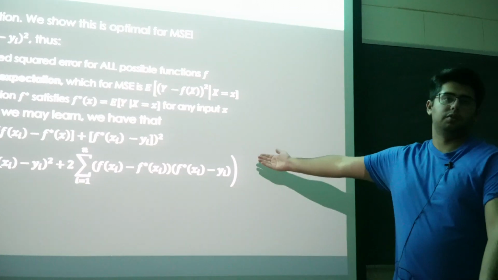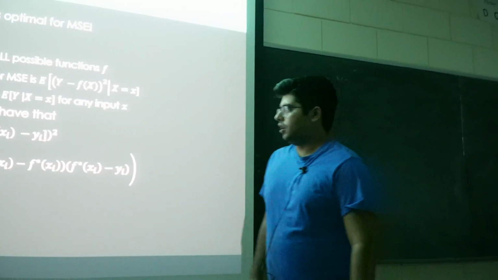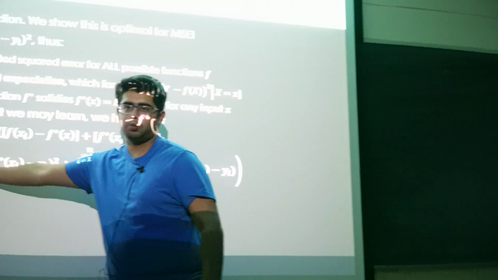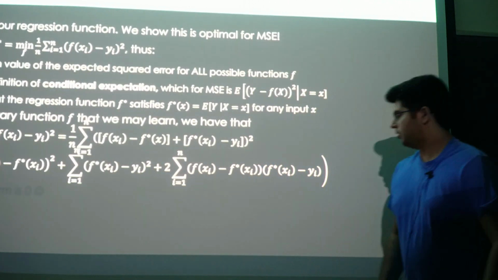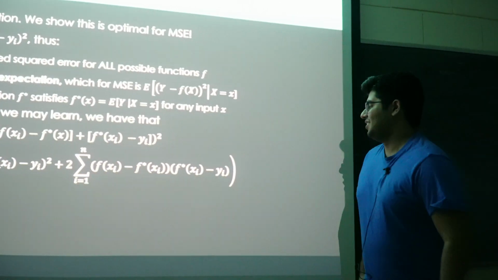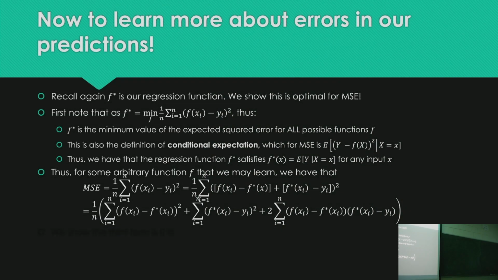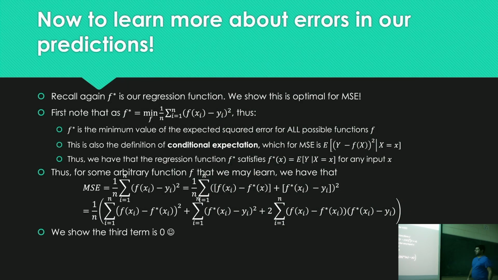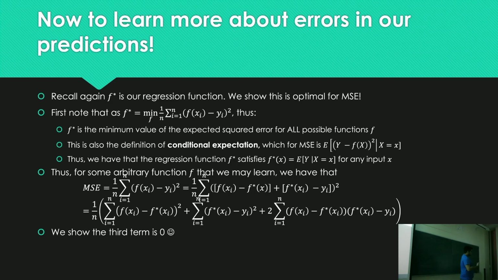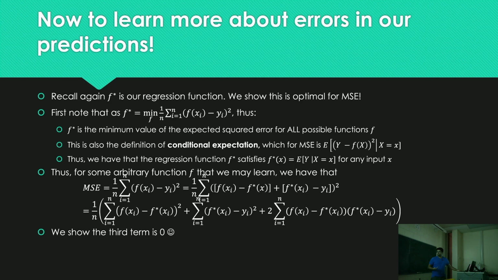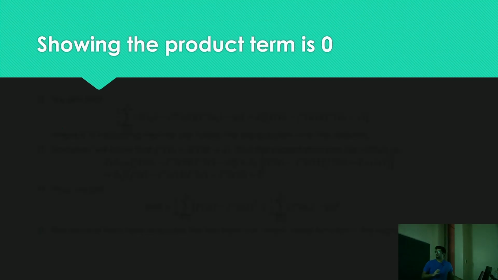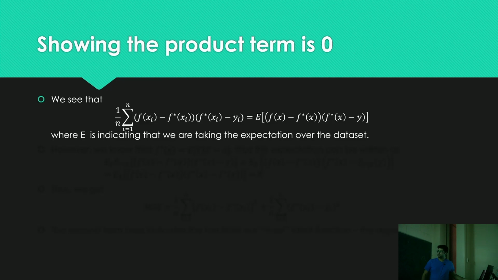So why did I do this? You know, this looks like it's hopeless. This looks like it's hopeless. This looks even more hopeless. But, you know, not all hope is lost. And in fact, we're going to show that this third term right here is 0. I'm going to try to explain myself as detailed as possible, although I will say it's a bit hand-wavy. So, showing that that third term is 0.